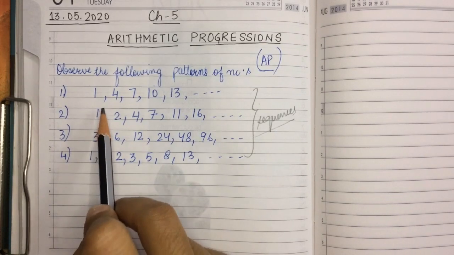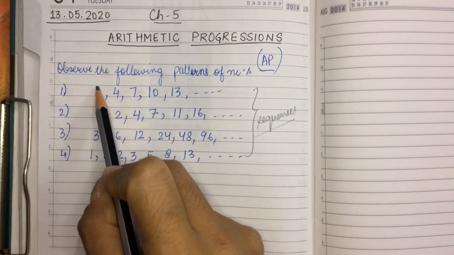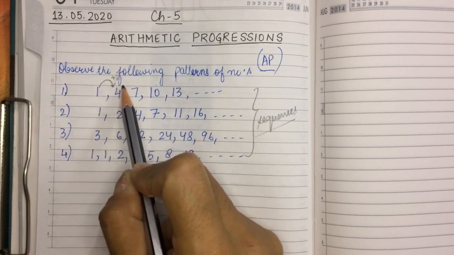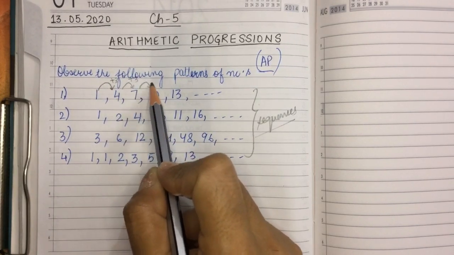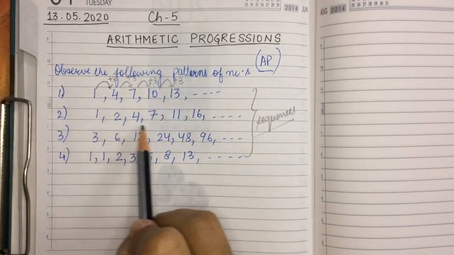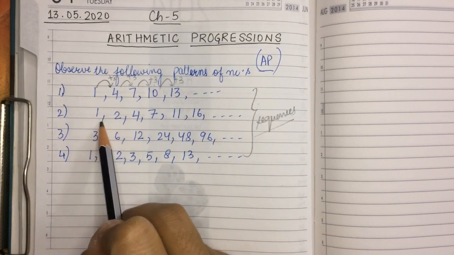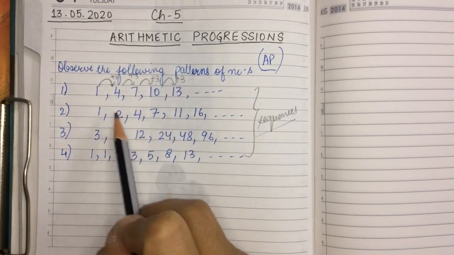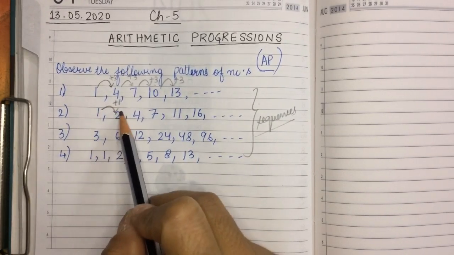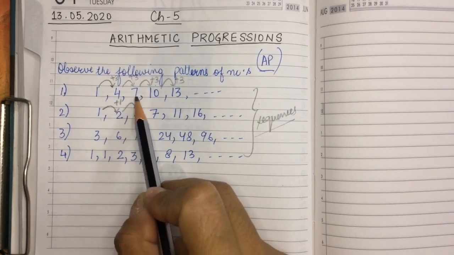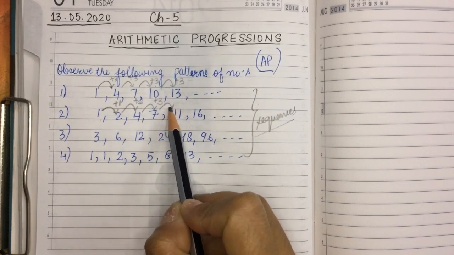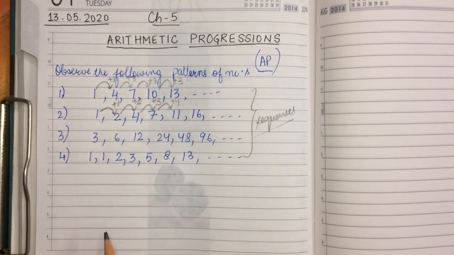So if we look at the first example here, what's happening is to reach the next term, we are adding 3. So we can add 3 and we get the next number in the pattern. If you look at the second example here, we are adding natural numbers. So from here, the first natural number 1 is added. Then at the second step, 2 is added. At the third step, 3 is added. Then we have plus 4, so on.